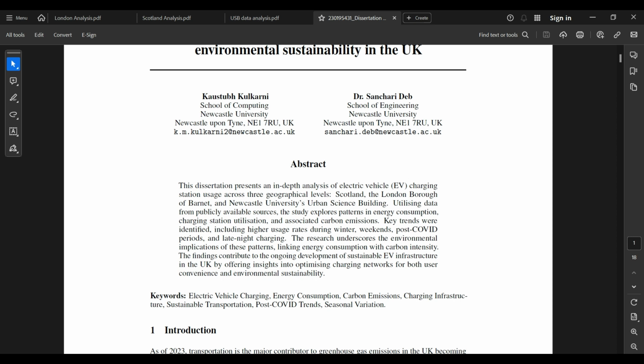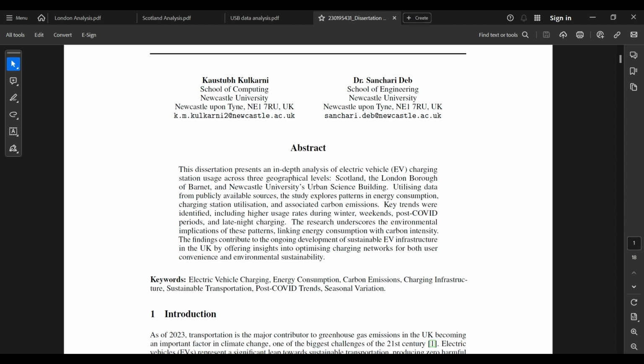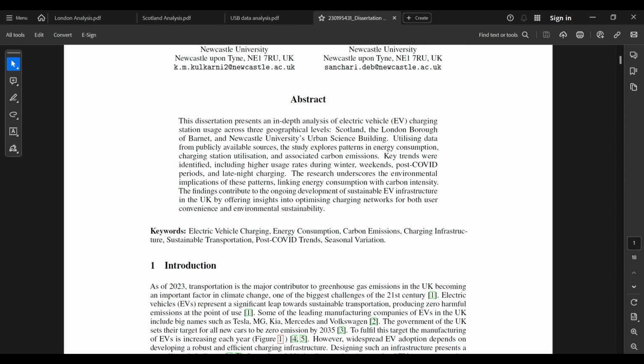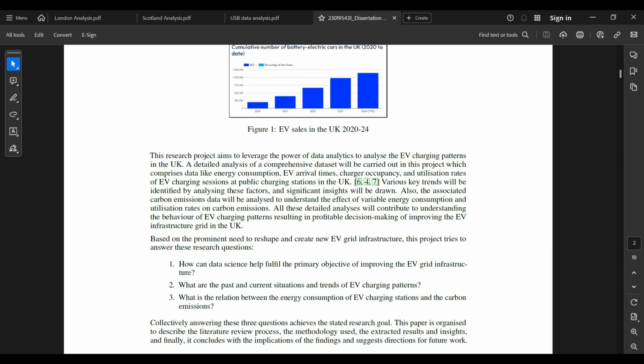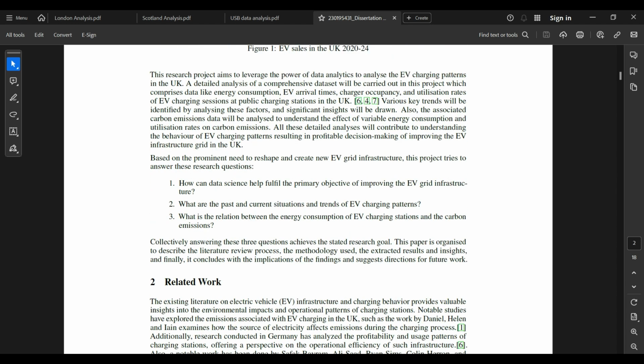I've extracted the data from public sources, and based on that, I have identified some key trends and the factors which might affect the charging sessions. My dissertation tries to answer three research questions.